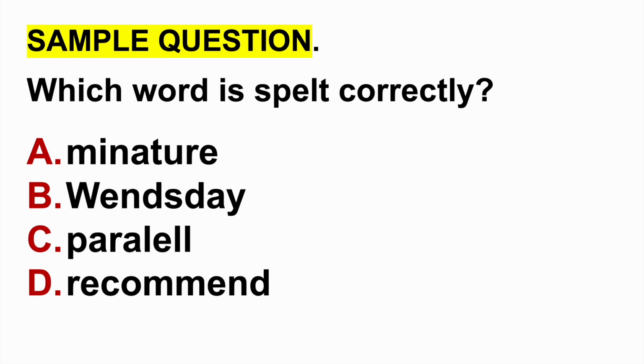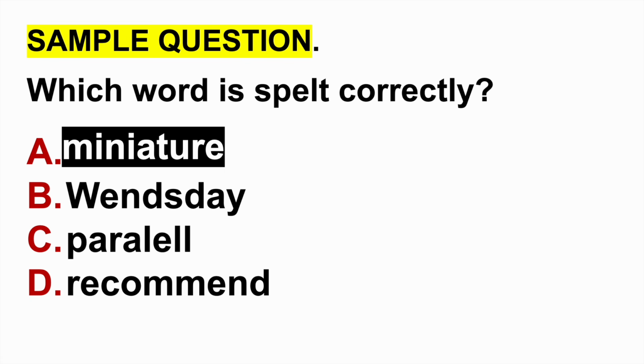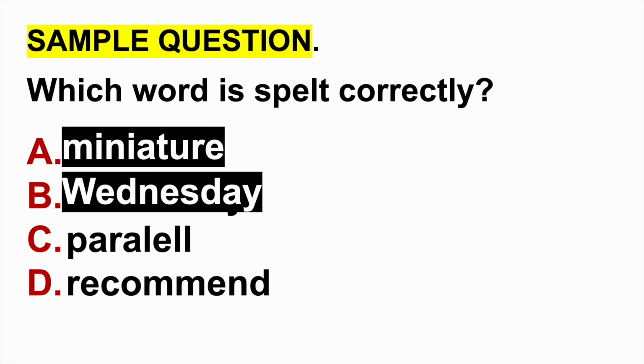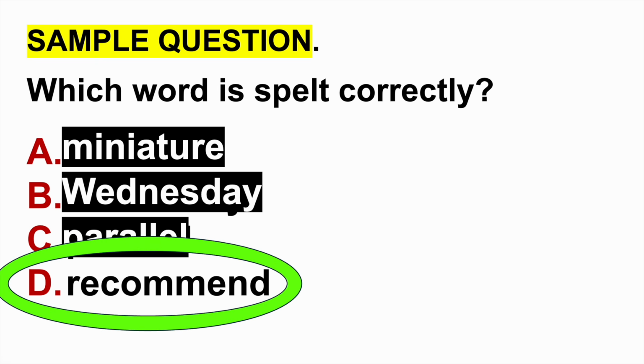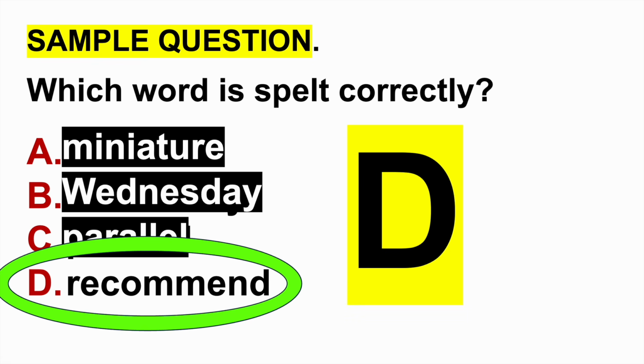It is not A, because miniature is spelt incorrectly. There should be a letter I before the letter A. Wednesday is spelt incorrectly because the N and D are the wrong way round. Parallel is spelt incorrectly. That's how it should be spelt. And finally, the word recommend is the only one that is spelt correctly. So you would choose D as your answer.